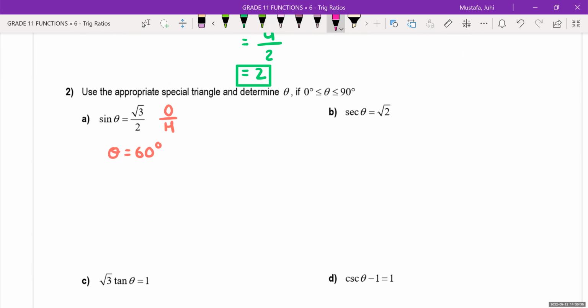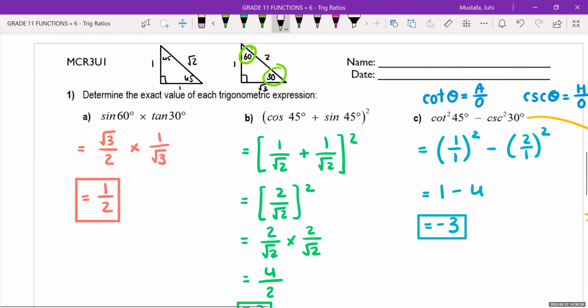That's it. Now, secant theta, you could solve secant theta, or what you could do is change it to cos theta is equal to 1 over √2, which might be a little bit easier if you want. Now, cos is adjacent over hypotenuse. So we're going to go to our special angle triangles, and we're going to see which one of those angles gives you an adjacent of 1 and a hypotenuse of √2.